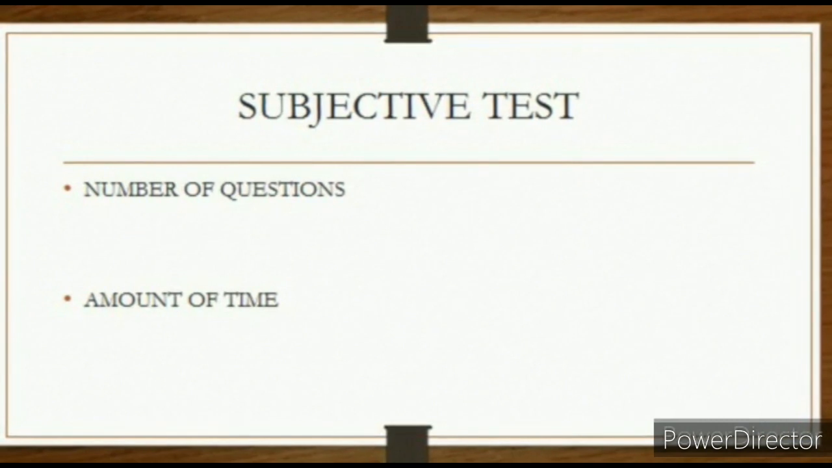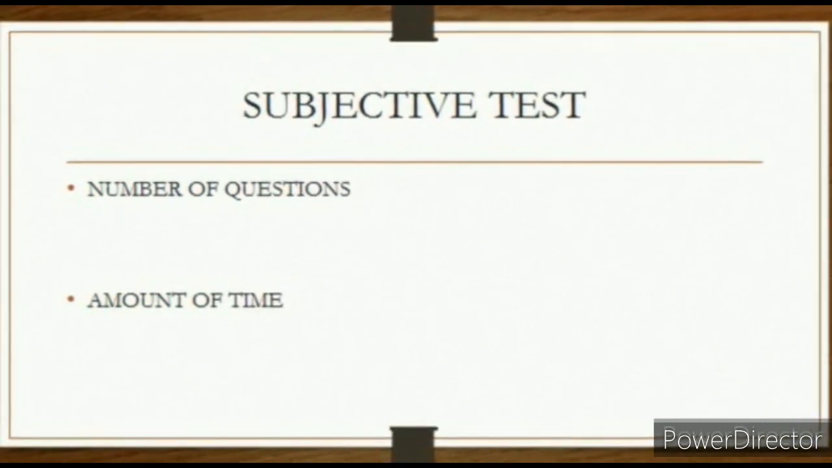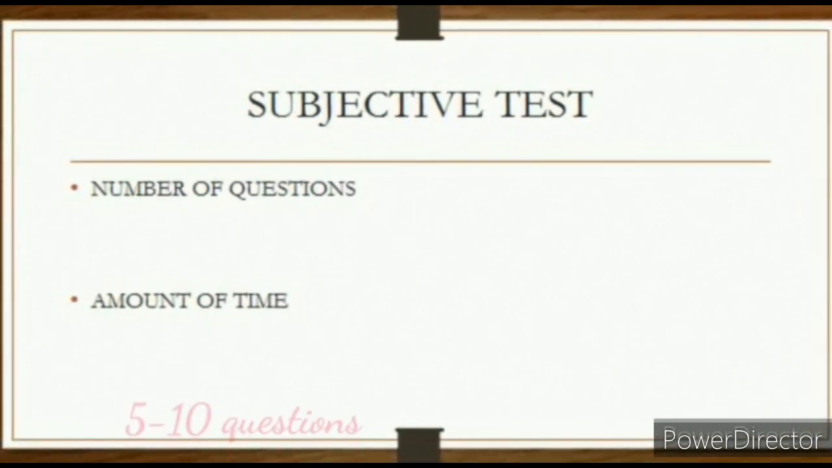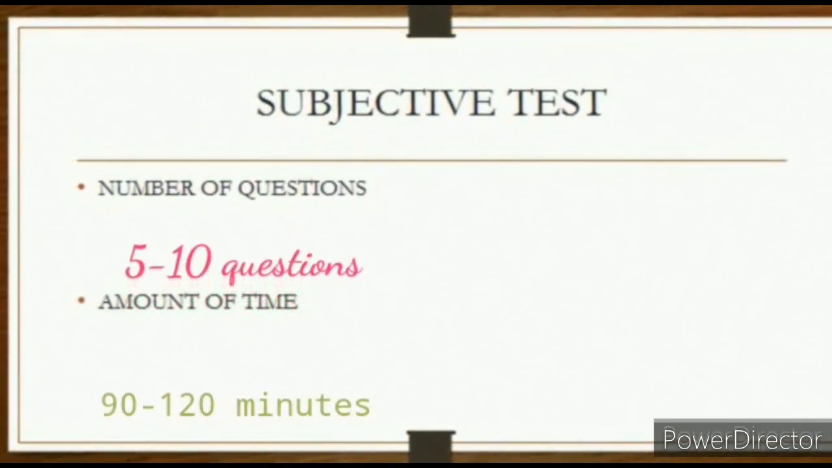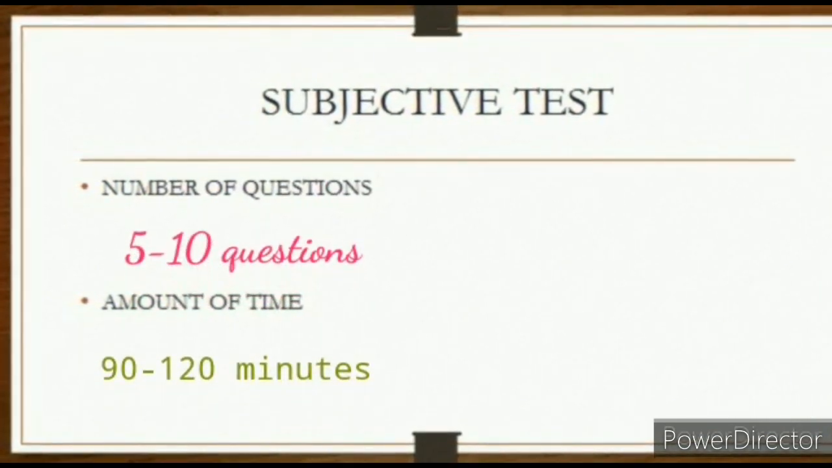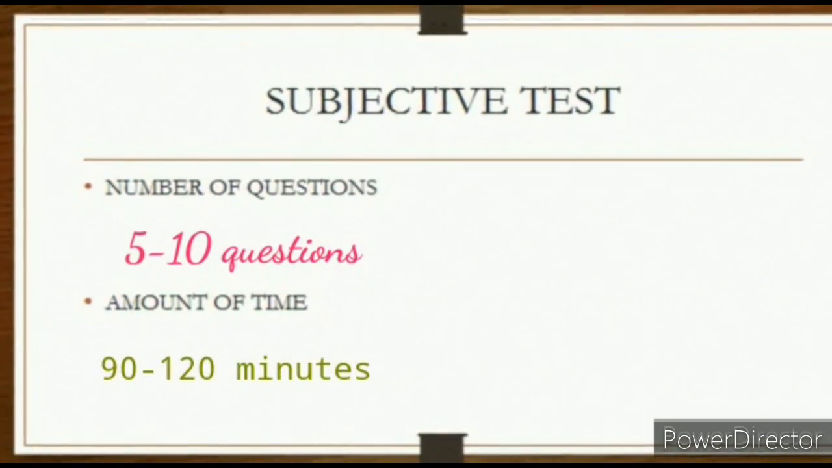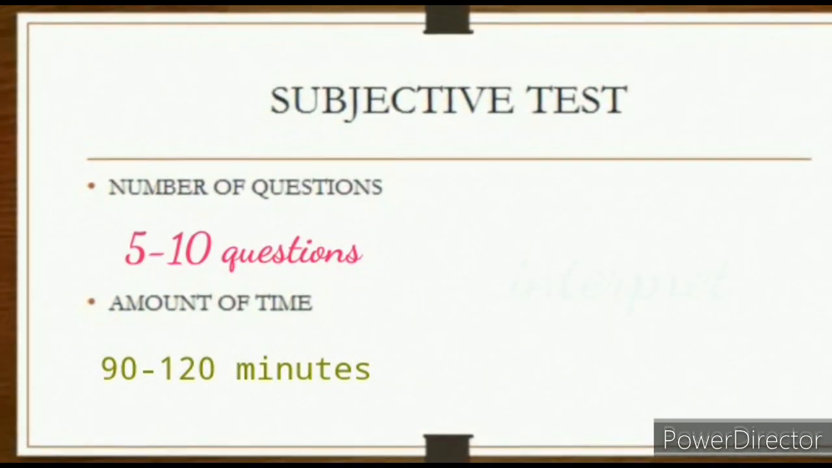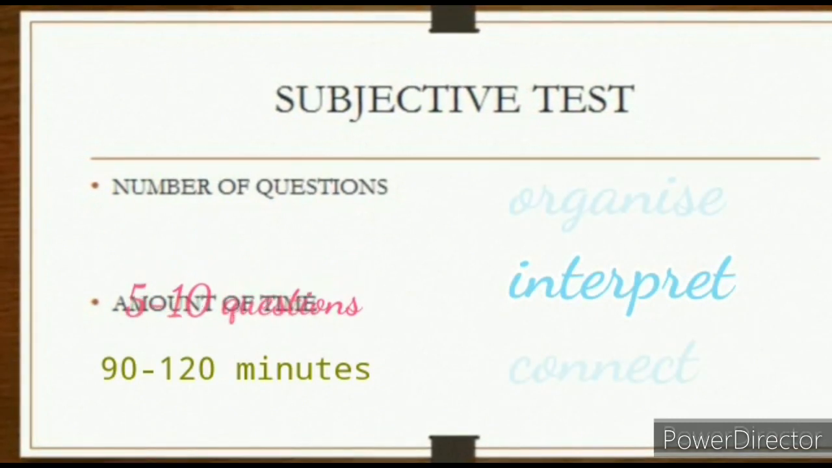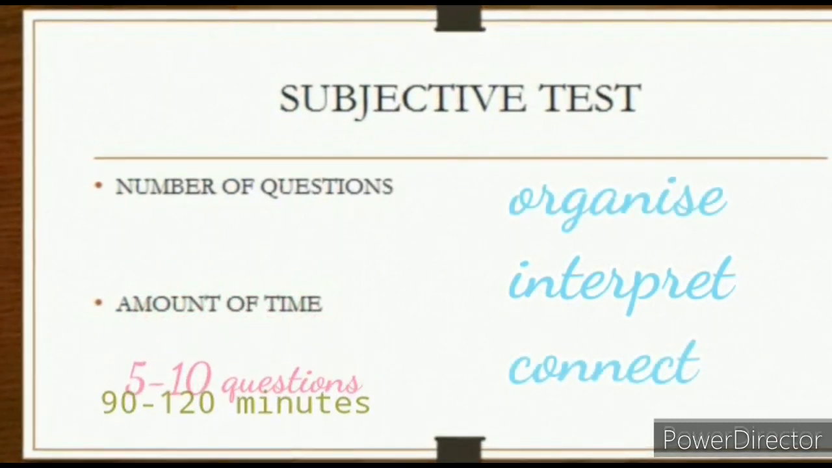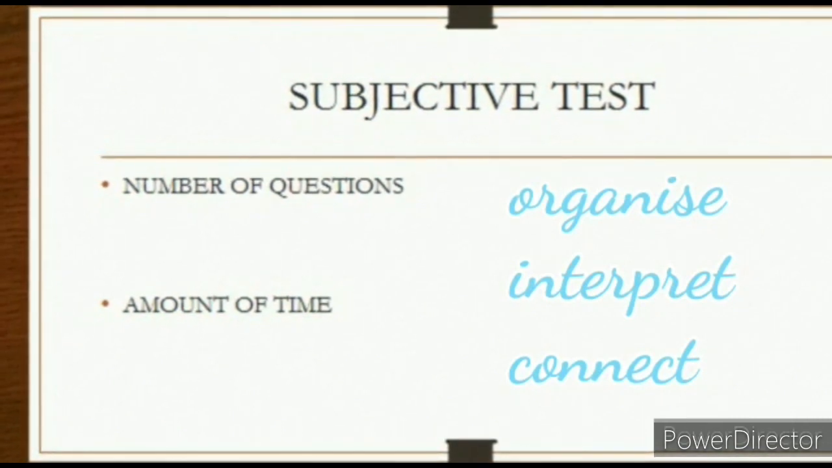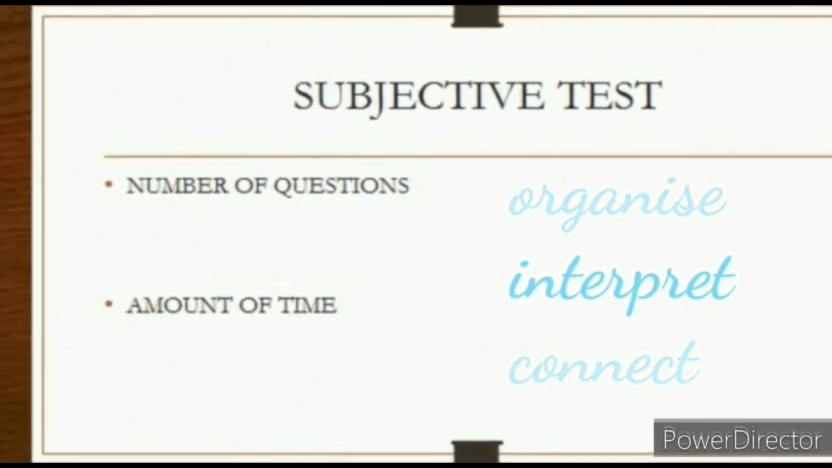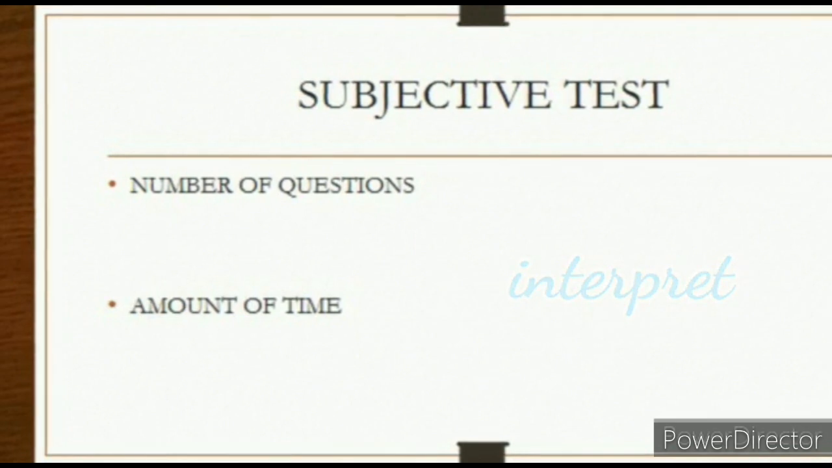Now, the number of questions in a subjective form is usually not much, only about 5 to 2 pieces of material within approximately 90 to 120 minutes. The questions of this form require the ability of learners to organize, interpret, and connect the notions that they have learned before. Like in an essay test, for instance, testers must think of what to say and then express their ideas as well as possible.